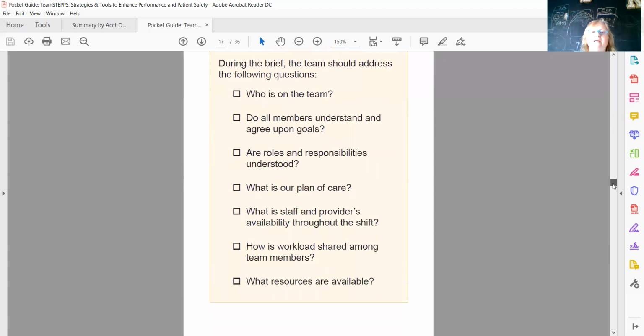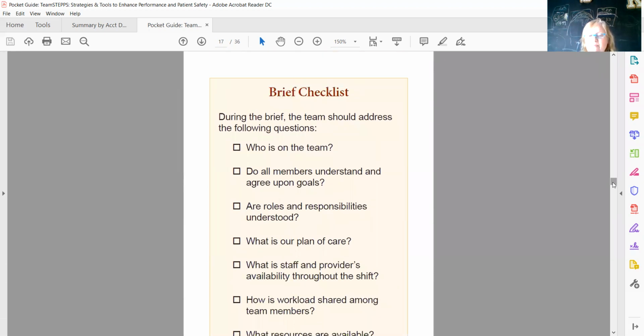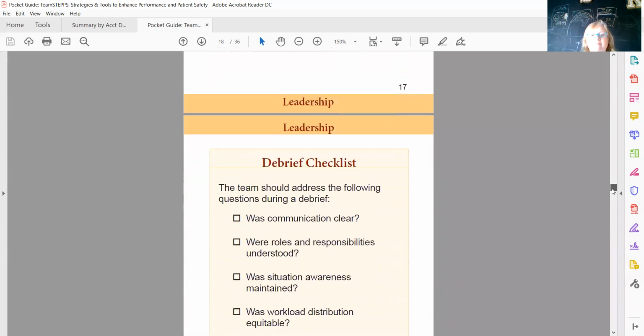And here is, remember I told you that in the TeamSTEPPS, we really get down to the nitty gritty of tools. Here's a checklist and making sure that we have just the basics well in hand. Who's on the team? Do all the members understand and agree upon the goals that are happening here? Are the roles and responsibilities understood? We've talked about that in our course. What's the plan of care? And you can go through that.